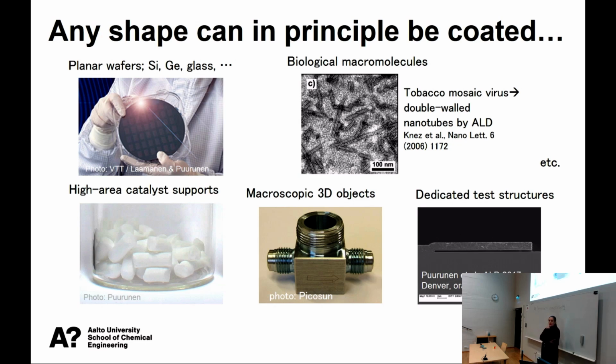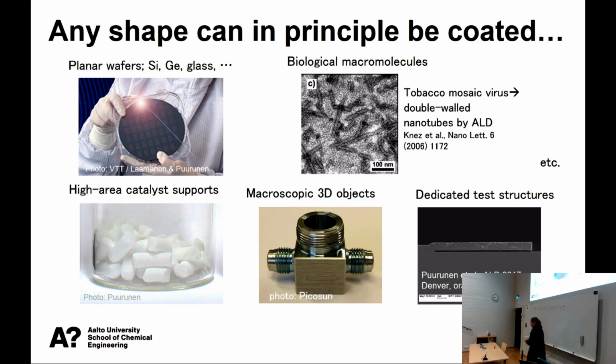And ALD doesn't really care about the shape of the particle that you coat, so you can have planar wafers as the examples here. The catalysts, those are zirconia particles, 3 millimeters or so at least in diameter. There have been examples in the literature where people use biological substrates, like here tobacco mosaic virus coated with ALD, or you can have macroscopic objects. This is like a T-tube, or how do you call that?